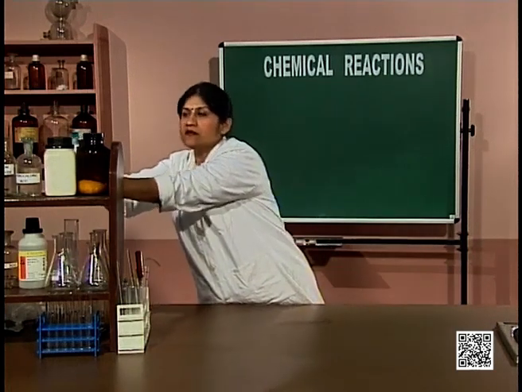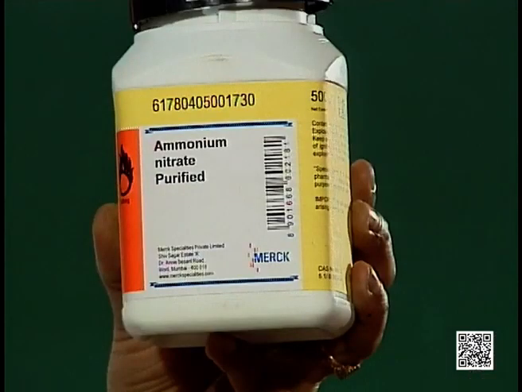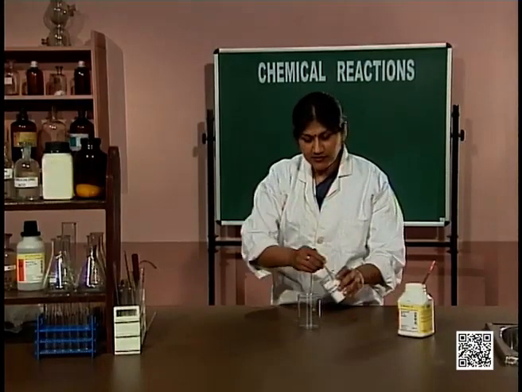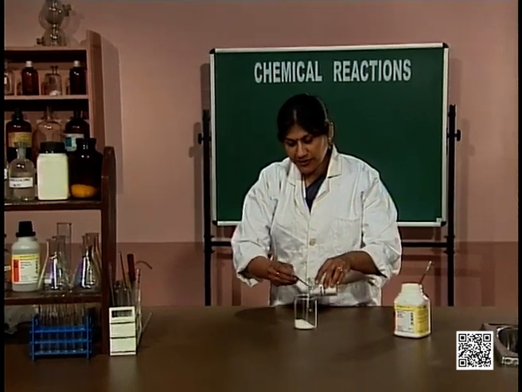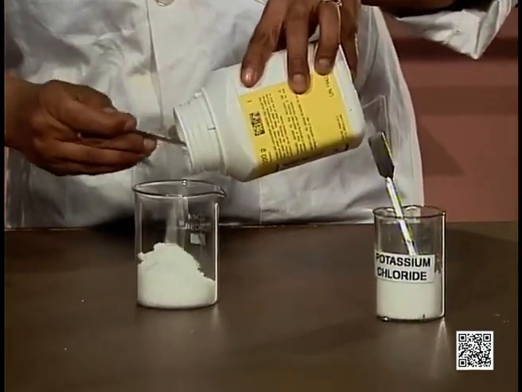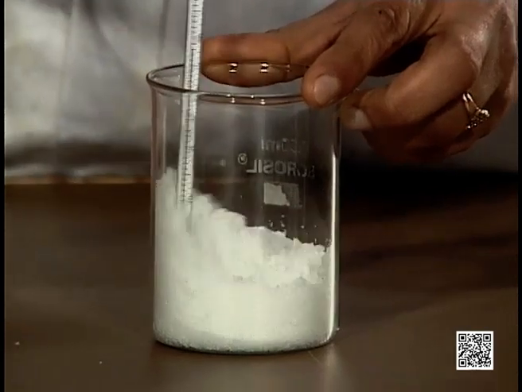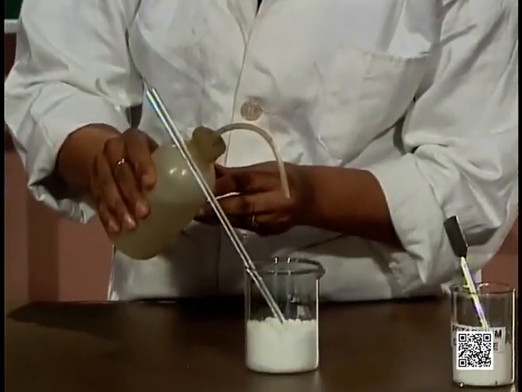Let us mix the two salts, potassium chloride and ammonium nitrate, and stir and observe the change in temperature. As the reaction is between two solids, we have to take care that the two reactants are nicely powdered. And to enhance the reaction, we can add a drop or two of water.